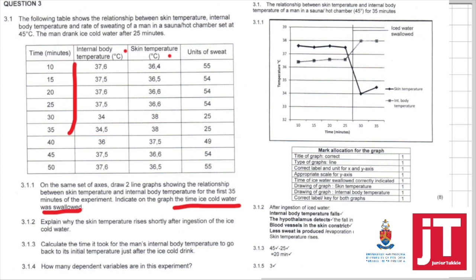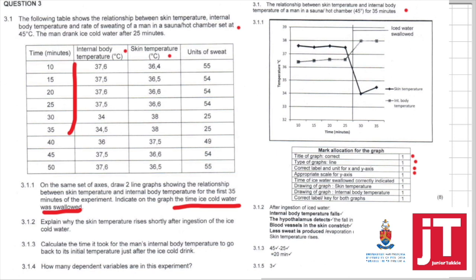Right. So there you have your graph. You will have the relationship between skin temperature and internal body temperature of a man in a sauna or hot chamber, 45 degrees for 35 minutes. That's your heading. You took it from the instructions. Here you have temperature as your dependent variable, time in minutes. You plotted your points. You got a mark for the correct title of the graph, the type of graph, the label and unit for the X and Y units, the appropriate scale for the Y-axis.